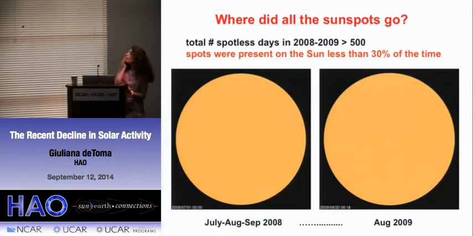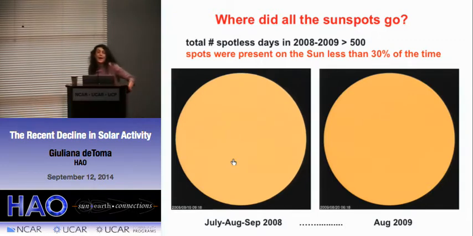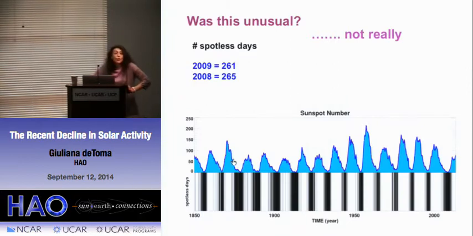These are images of the sun in August 2008 and August 2009. These were some of the longer stretches when the sun was without spots. If you count how many spots were on the sun during those years, they were present less than 30% of the time. This is a movie, not a very interesting one, that goes through about 3 months of data, and you see there is really not much happening on the sun during those years. This created a lot of worry in our community: is it unusual that the sun goes through such a long and deep minimum? And the answer, again, is not really.